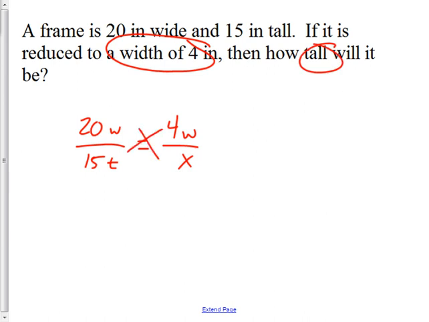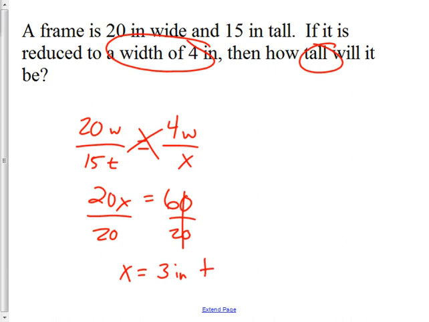All right, let's go ahead and cross multiply. So I'm going to have 20x is equal to 60. Divide by the coefficient. Both sides, x is equal to 3. Okay, you can cross these zeros off. 6 divided by 2 is 3. 3 what? 3 inches tall again. Okay, and that brings us to our last example for today's lesson.